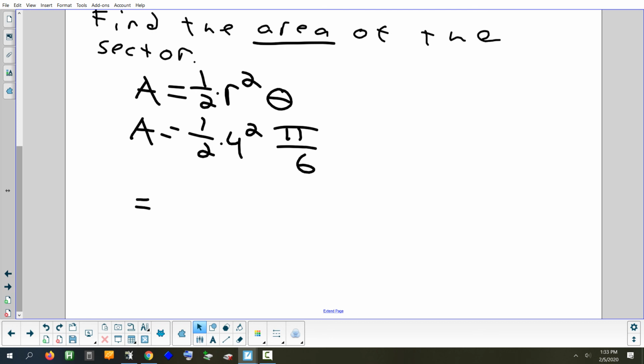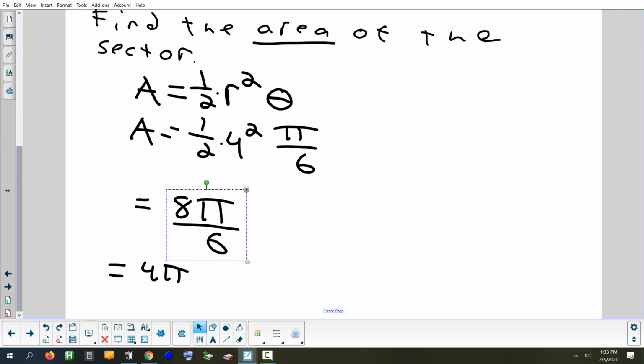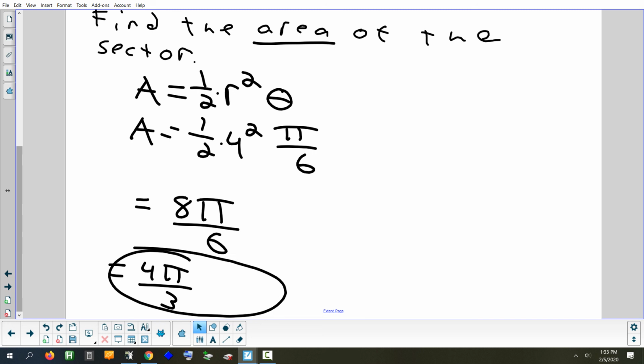Okay, so if I was doing it, I'd probably do a lot of that in one step. So the way I would do it, you follow PEMDAS, do your exponent first. What's 4 squared? And then half of that. 8. So you have 8 pi over 6. And now, what number goes into both 8 and 6? 2. So 4 pi over 3. And that's your final answer.